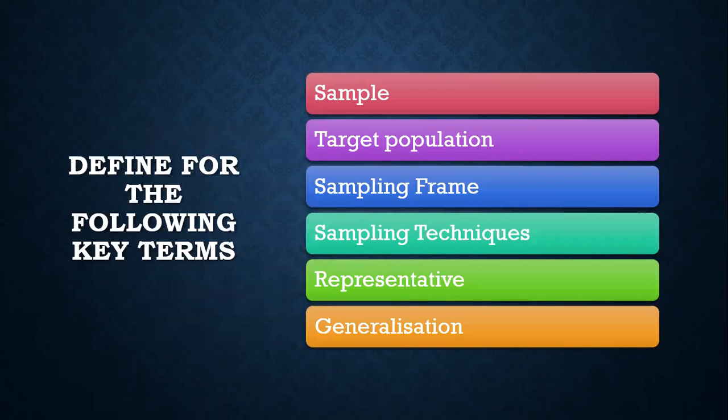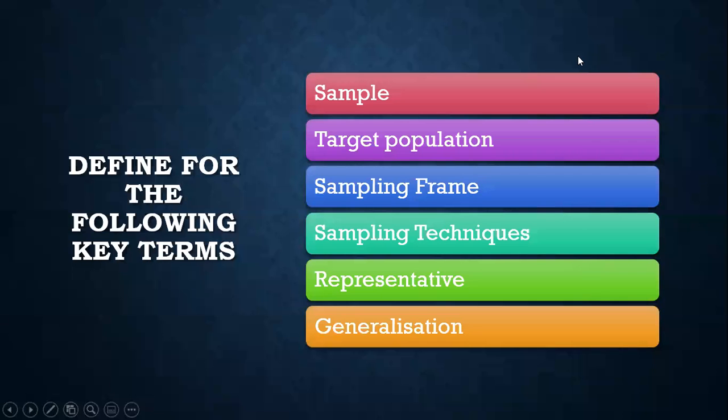Now, there are some terms here that you need to define. Well, sample, we've just spoken about what it is, target population. So again, you should be able to define what a target population is. And when we're looking at a sampling frame, do we have any ideas what we mean by a sampling frame? I'll give you a moment. Pause the video and see if you can come up with what we mean by a sampling frame.